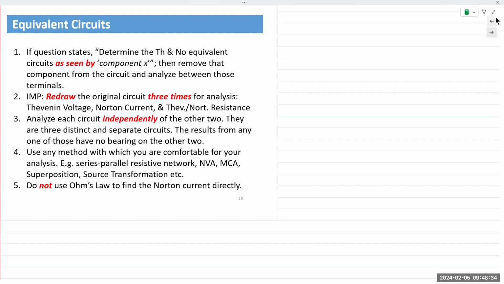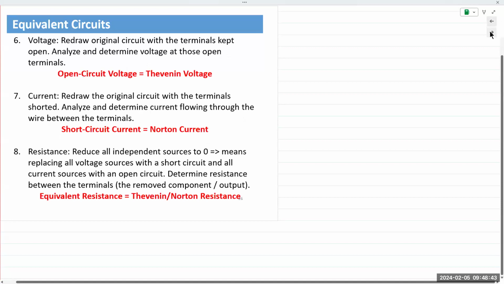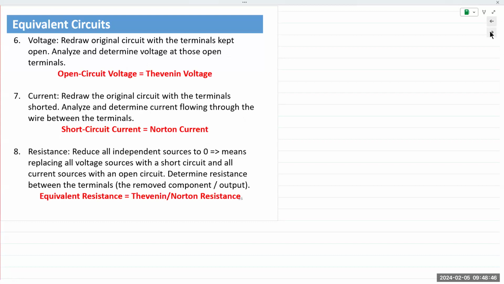For resistance, let's go to the next slide. For resistance, we redraw the original circuit and we reduce all the independent sources in that circuit to 0. Any independent voltage source or current source in there, we reduce them to 0. Again, it is not a new technique. You already learned this in the preceding weeks, right? Everybody should be familiar with reducing sources to 0. Replace a voltage source with a short circuit and a current source with an open circuit. Then all you have left in the circuit are a bunch of resistors.